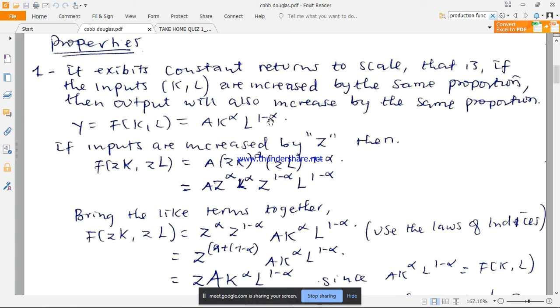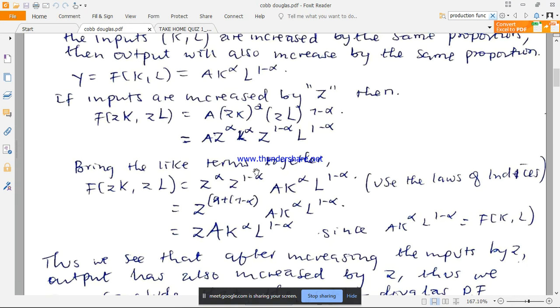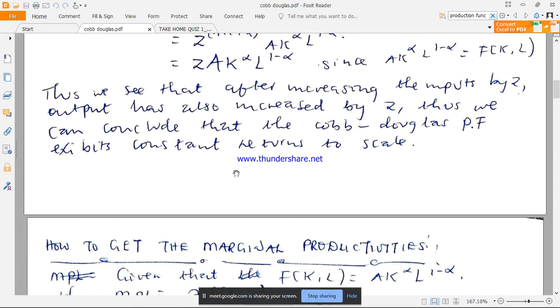But when they say prove, you don't go for that one. You have to use what we've used here, just to play around with indices and then check your final answer. Okay, I believe that is well. So you're saying thus we can see that after increasing the inputs by Z.